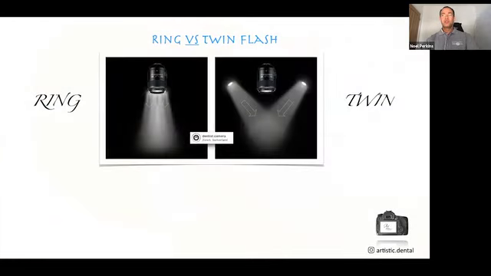So why should we choose a ring flash as opposed to a twin flash? Now, if you look at the diagrams here, you can see that with the ring flash, the light is coming straight at the teeth, whereas with the twin flash, it's coming in at about 45 degrees or from the side.